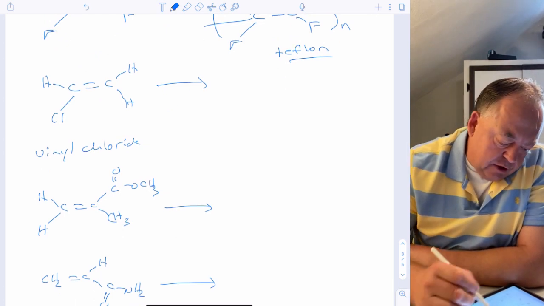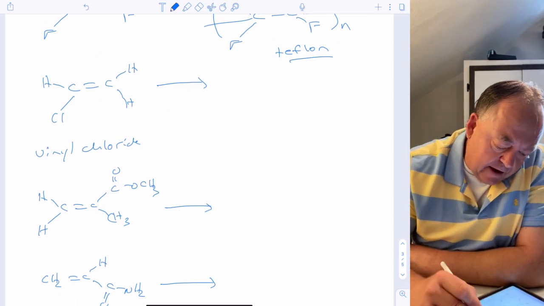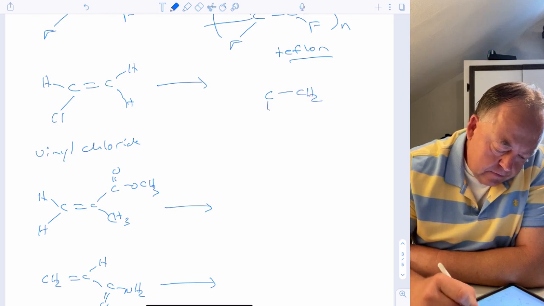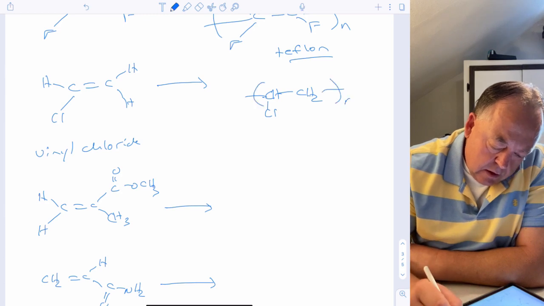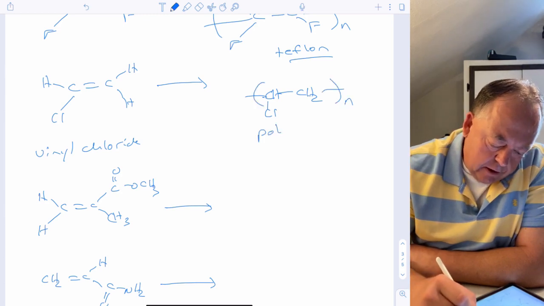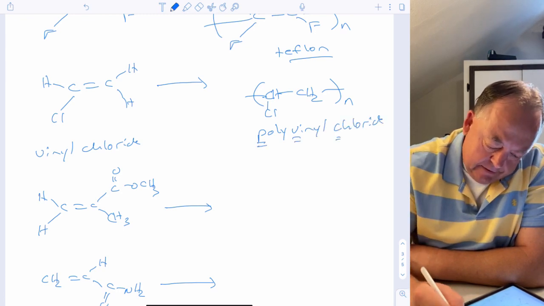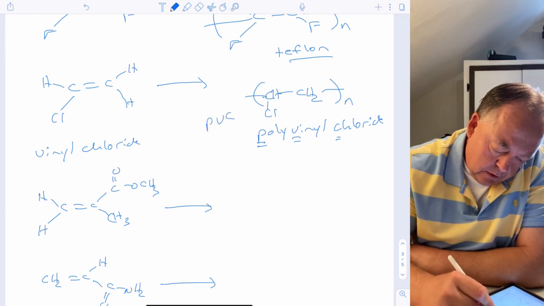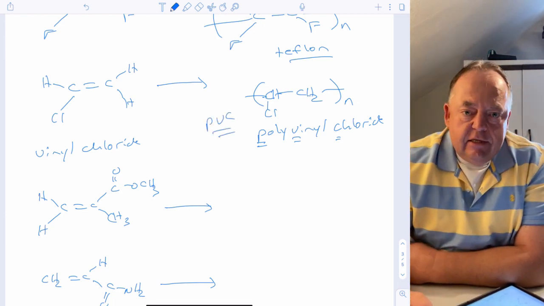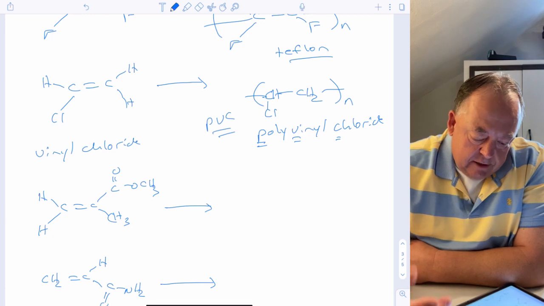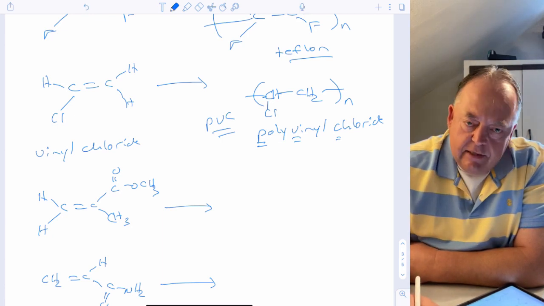Okay, same thing if this is your alkene. That's called vinyl chloride. So the polymer would be that, right? Which would be polyvinyl chloride, or PVC. So where do you see PVC used? That's used in plumbing, PVC pipes.